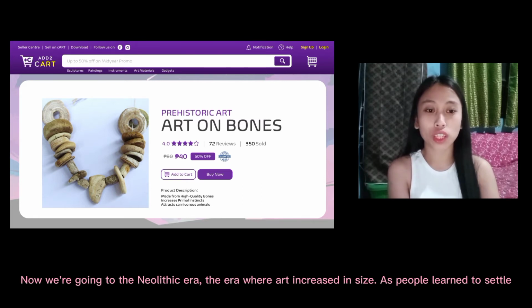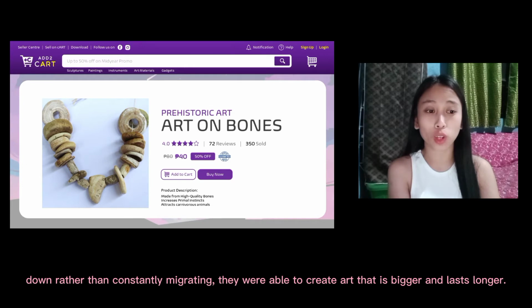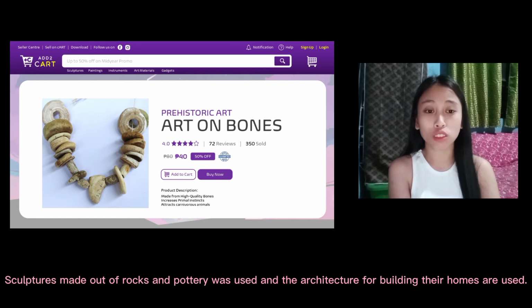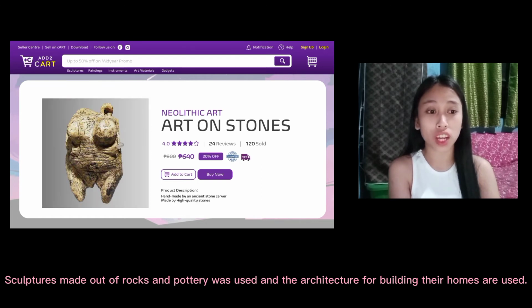Now we're going to the Neolithic era, the era where art increased in size. As people learned to settle down rather than constantly migrating, they were able to create art that is bigger and lasts longer. Sculptures made out of rocks and pottery were used, and architecture for building their homes was used.